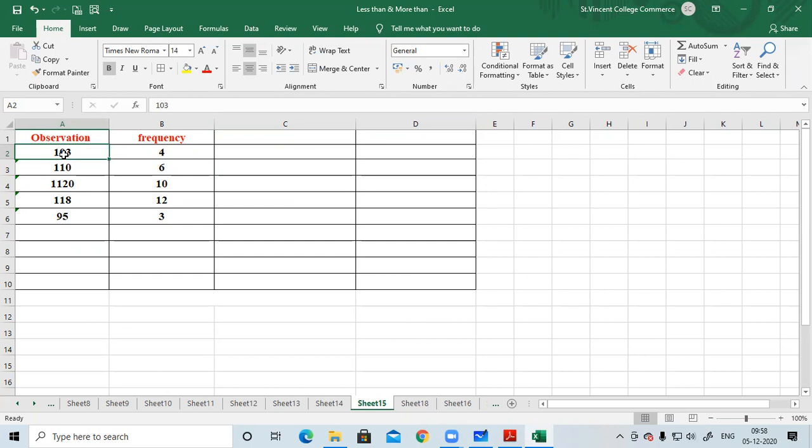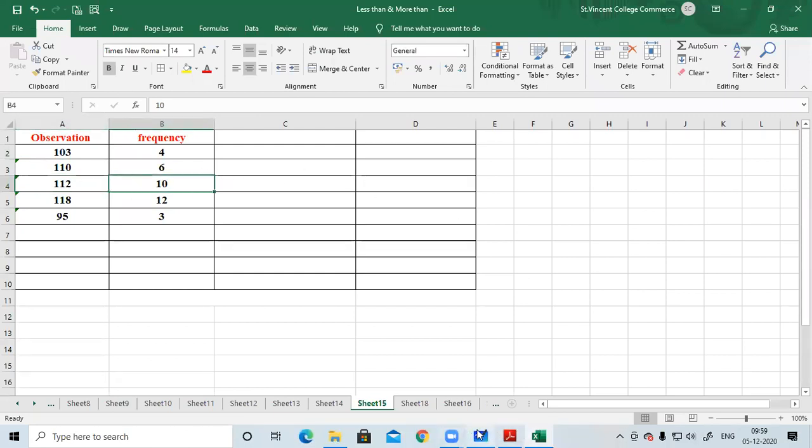Okay. Then let's say 110 is 6 people. Are you understanding? And just one correction for me, children. This is not 1120. This is 112. Please make that change. 112. So 112 marks, 10 students got. It is like this. So it's a similar type.